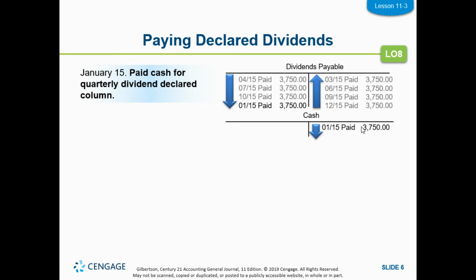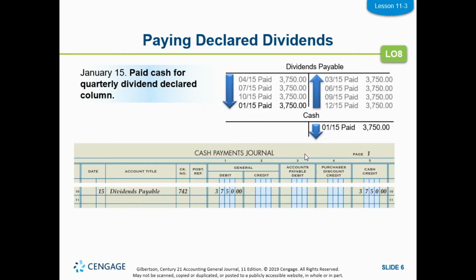Now, they might show this in the general. No, they're going to show this in the cash payments journal, right? Cash payments journal, paying out dividends payable. There it is right there. 15th of January, check number 742.